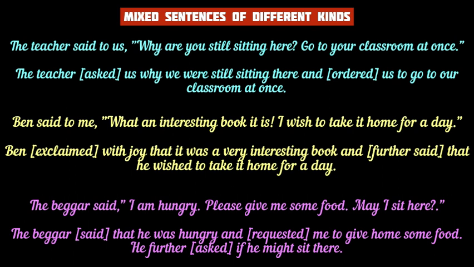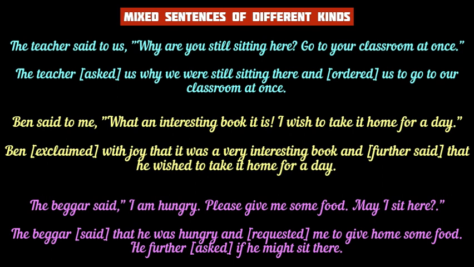However, if there are more than two different kinds of sentences in the direct speech, instead of using one long sentence with three subordinate clauses in the indirect narration, we should opt for two or more separate sentences. The beggar said that he was hungry and requested me to give him some food. He further asked if he might sit there.